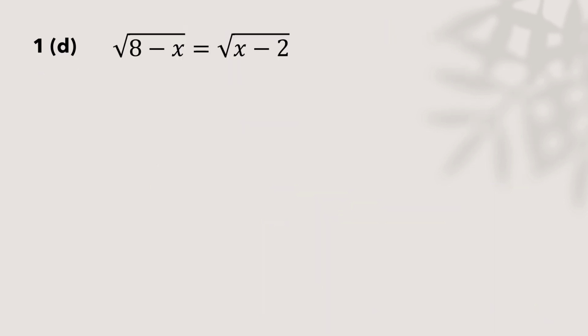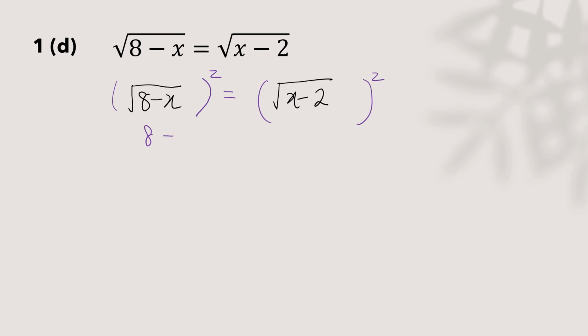Right, let's look at 1D. So for this question, we'll be applying the same concept as what we have done earlier, and that is, we're going to square both sides of the equation. Then you will end up with 8 minus x on the left, x minus 2 on the right. We're going to bring all the x terms together. So negative 2x equals negative 10, x equals 5.